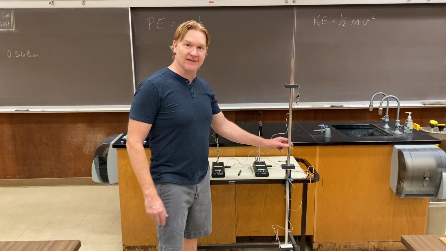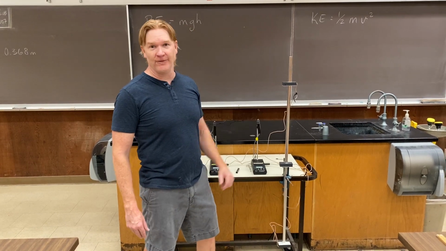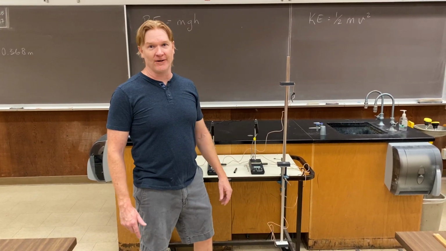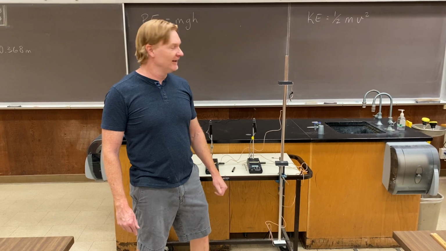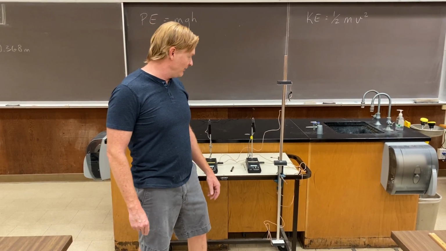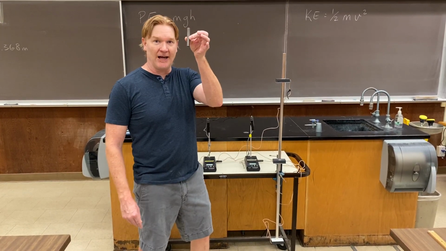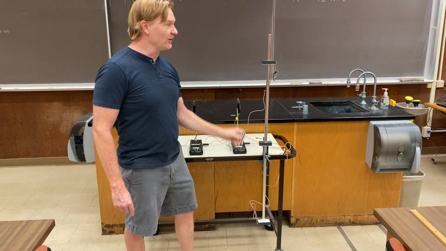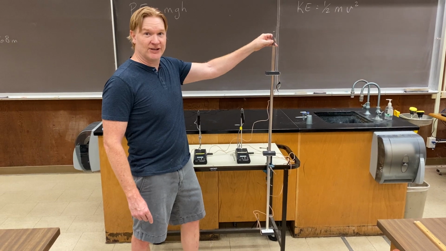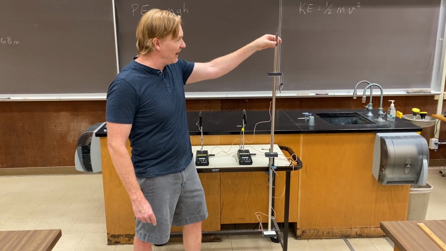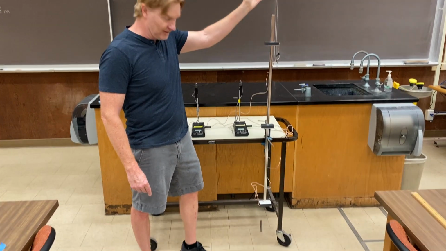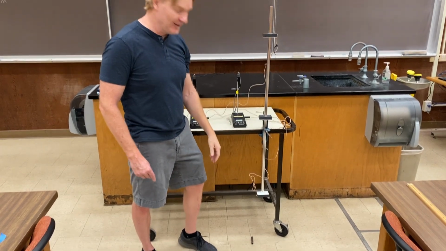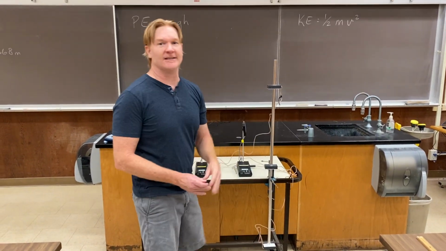All right, everyone. So what we're going to do in this lab is verify the law of conservation of energy. We're going to do that by dropping a little pipe through a hollow aluminum tube. We're going to measure the potential energy and kinetic energy of this little pipe as it falls through the big pipe. So let's take a look at this setup real quick.